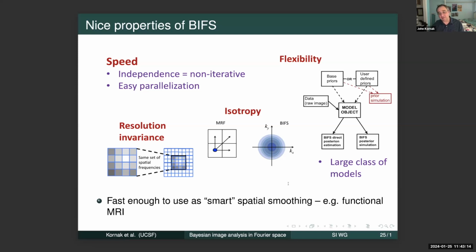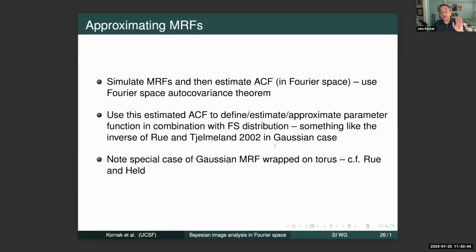It's also relatively easy to specify isotropy here. When you're dealing with neighbors in a rectangular lattice, it's pretty difficult to balance the autocorrelation in different directions. Whereas in Fourier space, you just make your parameter functions only dependent on the distance from the center of Fourier space. Okay. I'm just going to say we can do pretty well at approximating Markov random fields by playing games of matching covariance functions and so on.